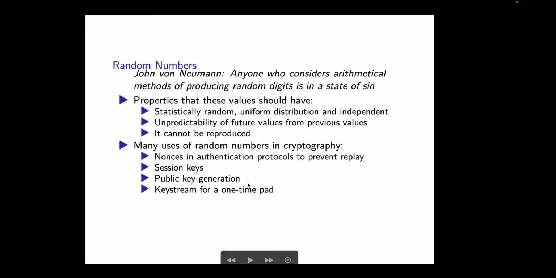And then we use pseudo-random number generators and randomness in cryptography in a lot of places. We use it for nonces, for session keys, for key pair generation, and so on, and for one-time pads in key streams. So there are a lot of places where we really need proper randomness. Otherwise, the system will collapse, right?